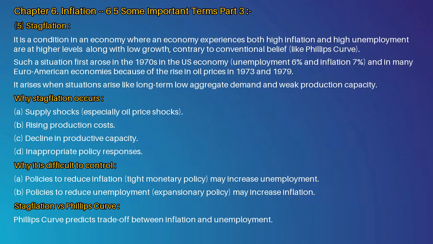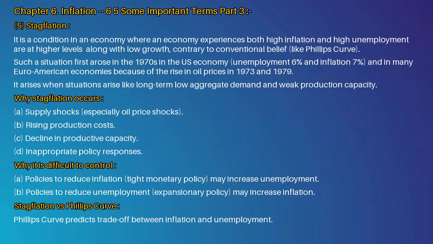5. Stagflation. It is a condition in which an economy experiences both high inflation and high unemployment, at higher levels along with low growth, contrary to conventional belief like the Phillips curve. Such a situation first arose in the 1970s in the US economy, with unemployment at 6% and inflation at 7%, and in many Euro-American economies because of the rise in oil prices in 1973 and 1979. It arises when situations like long-term low aggregate demand and weak production capacity occur.